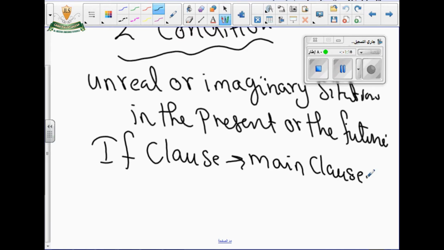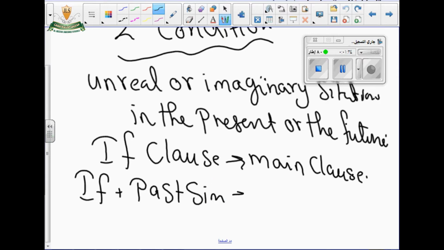Here in the second condition, the tense in the if clause is the past simple tense. And in the main clause, instead of will, as we know in the first condition, past here, will be would. So here we have would plus the infinitive.